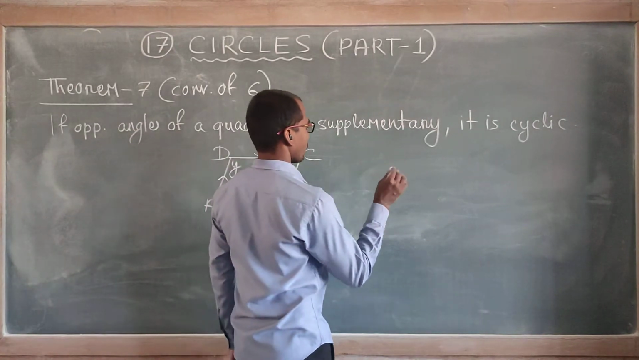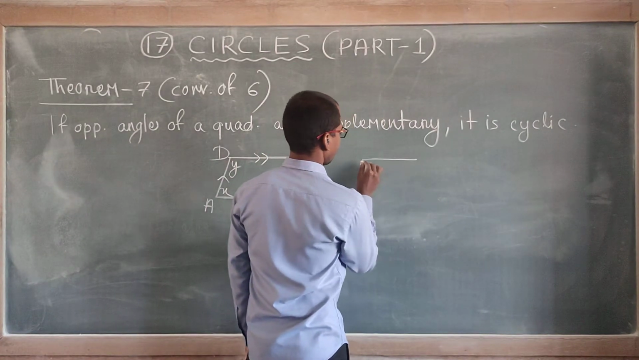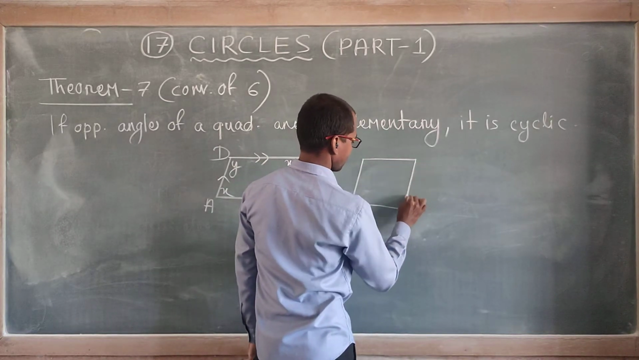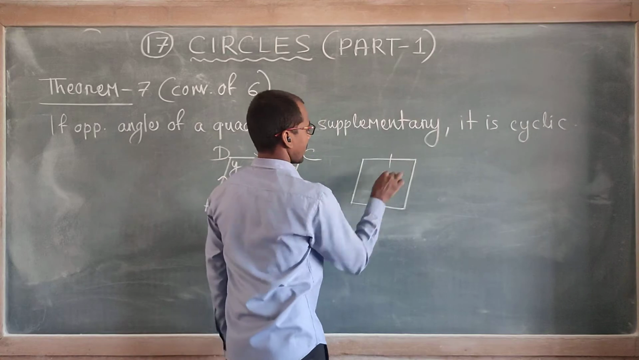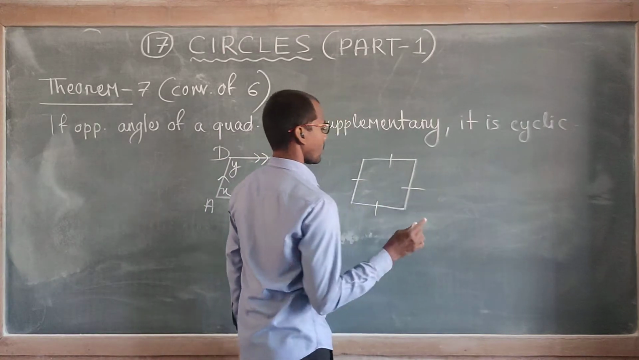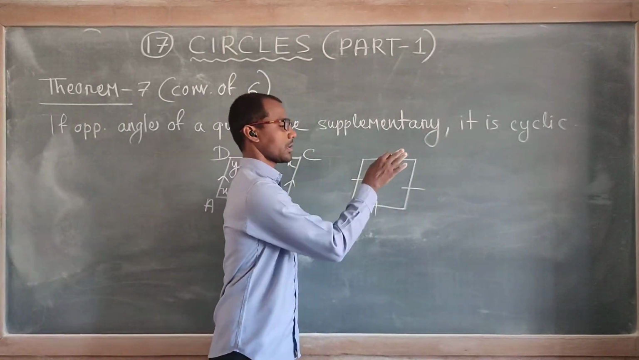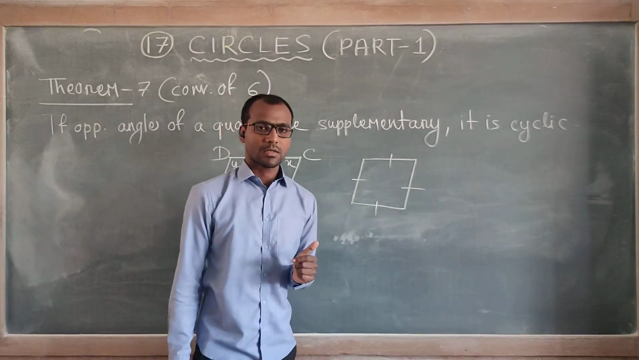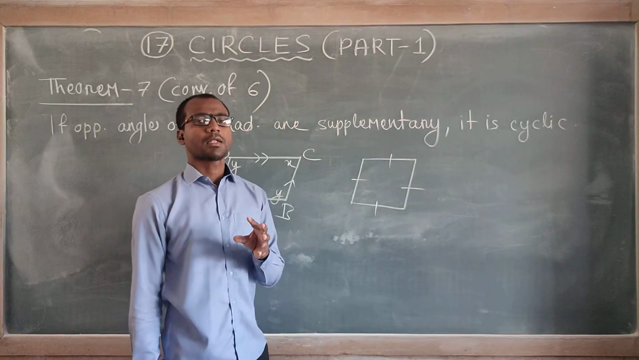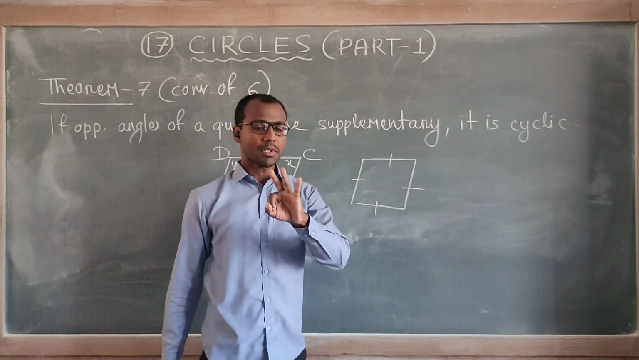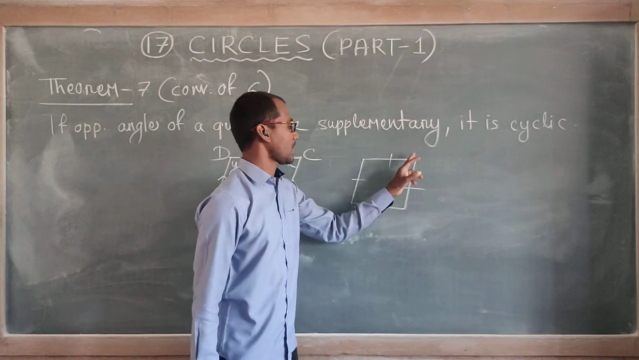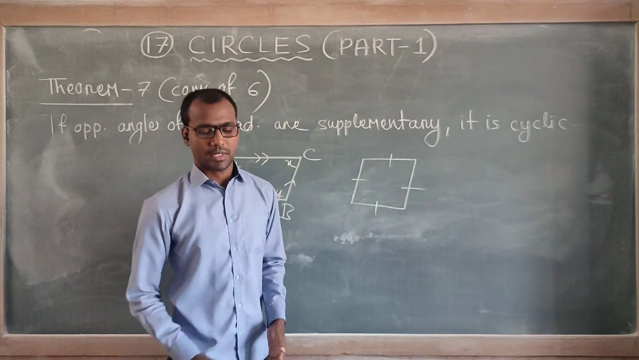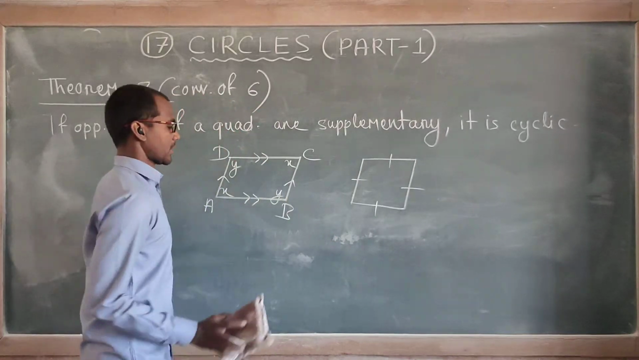Another example, rhombus. Here also the same thing, opposite angles are equal but not supplementary, so it is also not cyclic. Means you can draw a circle that can pass through three vertices, any three vertices, either these three or these three, but not the fourth vertex. So these are not cyclic quadrilaterals.